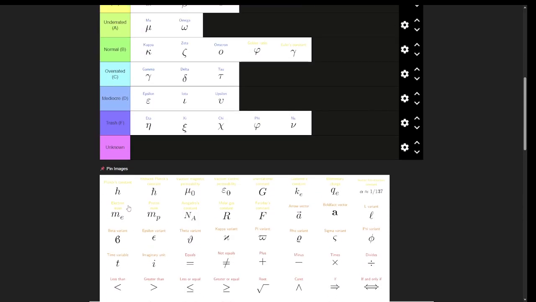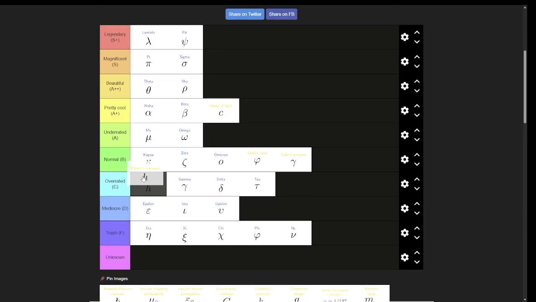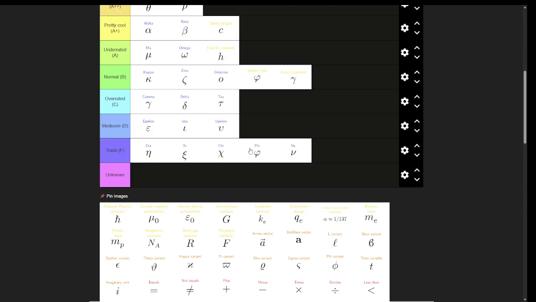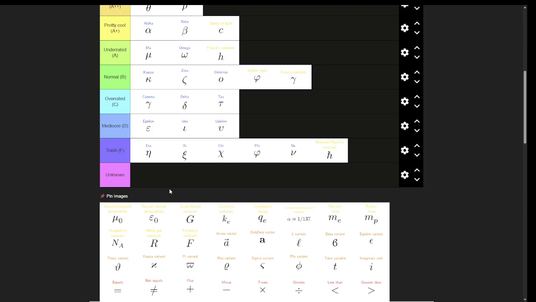Planck's constant, an absolute goat. If you need to look at small things, you need Planck's constant. Underrated. We're going in A tier. Reduced Planck's constant, that's going straight to trash because nobody cares about that. No one's ever heard of that in their life.